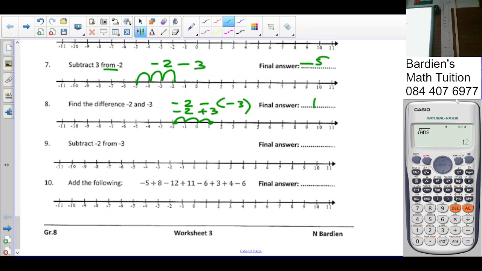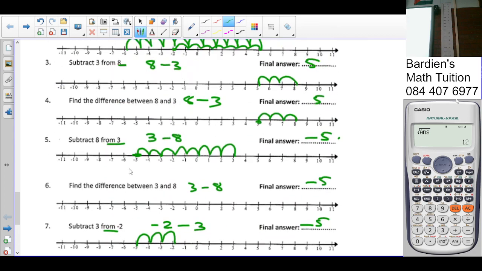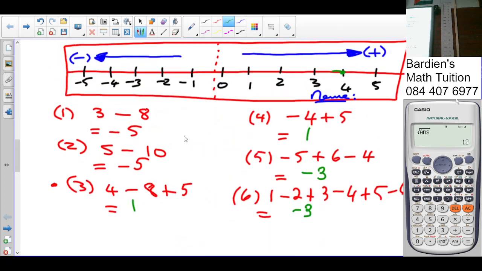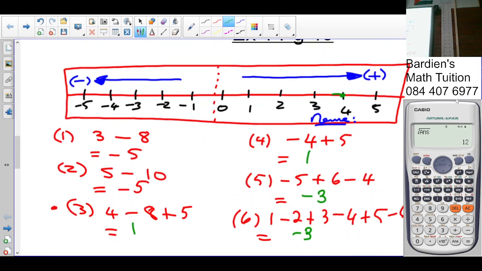So what you do now, you take your number line. Go back to your number line. Something we're going to add on this number line now. Right, here at the bottom, you write 1, 2, 3, 4. Okay.